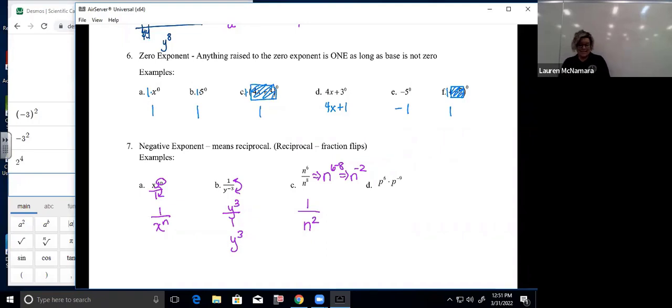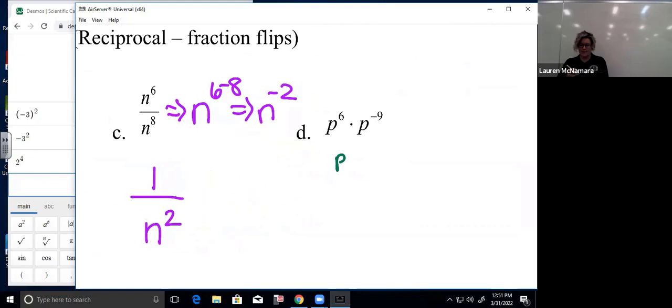All right, so looking at D, the first thing I see here is I have a negative exponent. So I would rewrite this as p to the 6th divided by p to the 9th. Because that 9 is negative, it needs to go in the denominator. Now I look, where's my highest exponent of p? It's in the denominator. Since there's nothing else in the question, there's a 1 that's left in the numerator. And how many p's are left in the denominator when I divide them out? 3.